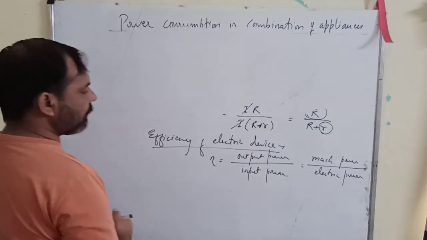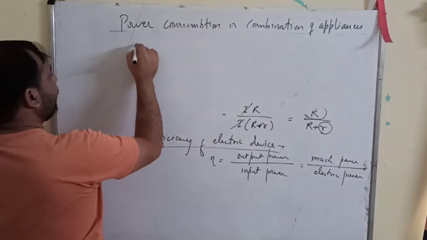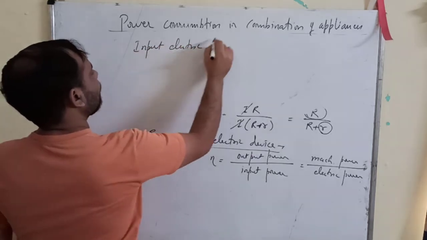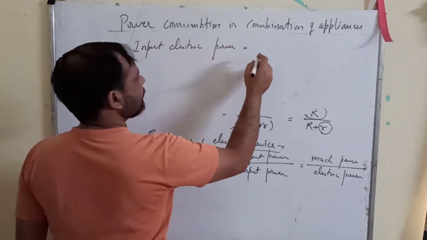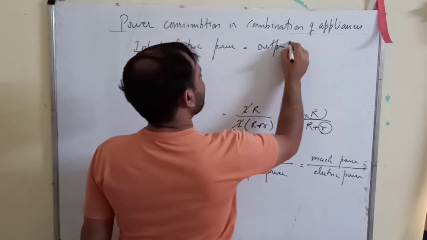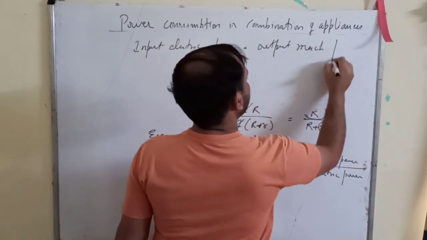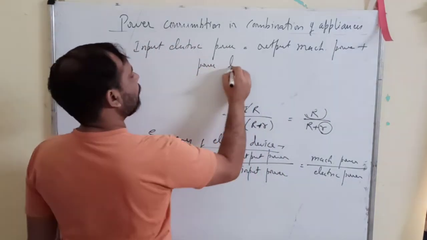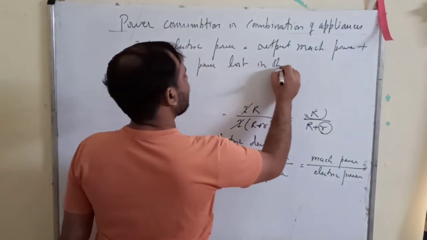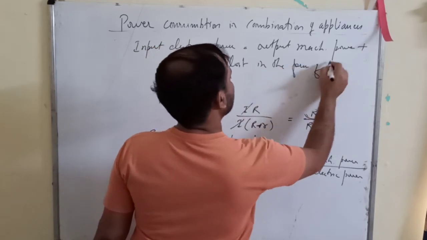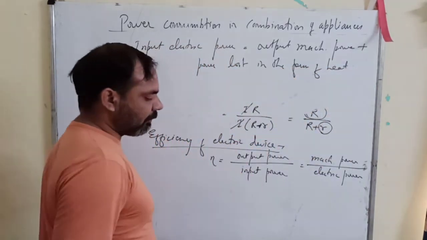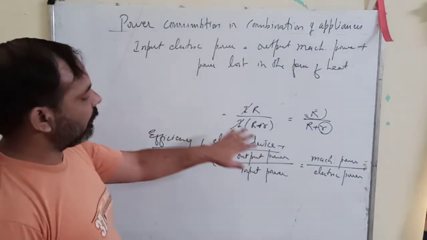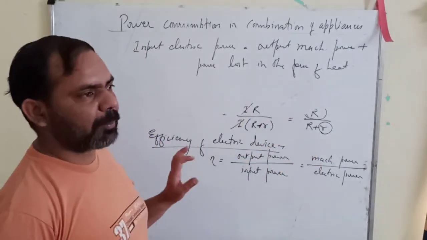And what is the relation between the input electrical power and output? Input electric power is equal to output mechanical power plus the power lost in the form of heat. The power which is lost in the form of heat. This is your relation between input electrical power and output mechanical power.